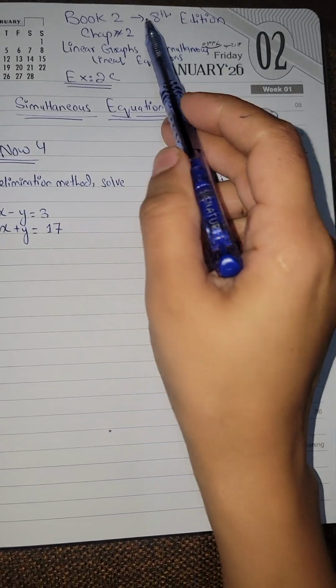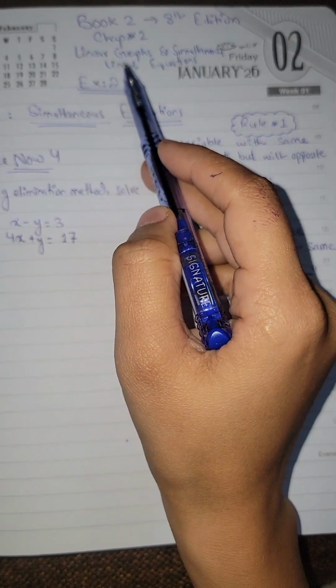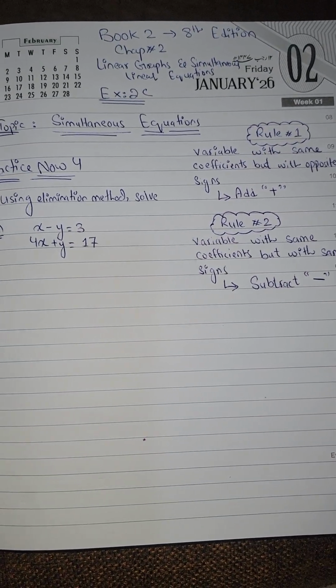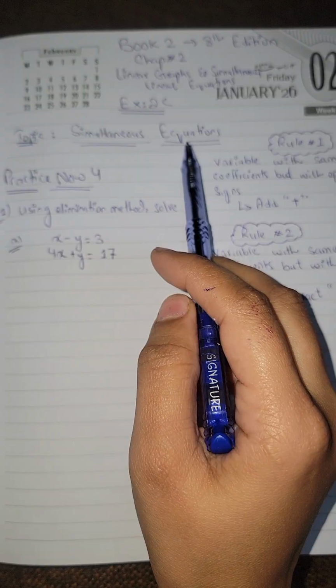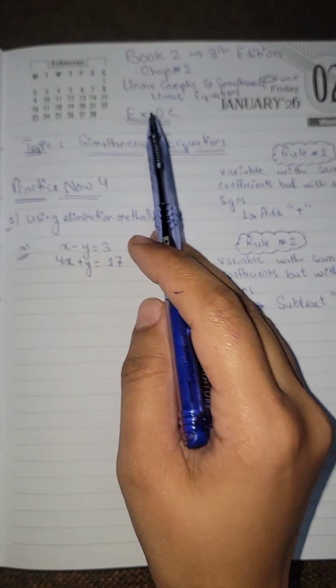Assalamu alaikum. This is book 2, 8th edition, chapter 2, linear graphs and simultaneous linear equations. And today we are going to discuss simultaneous equations, that is in exercise 2C.